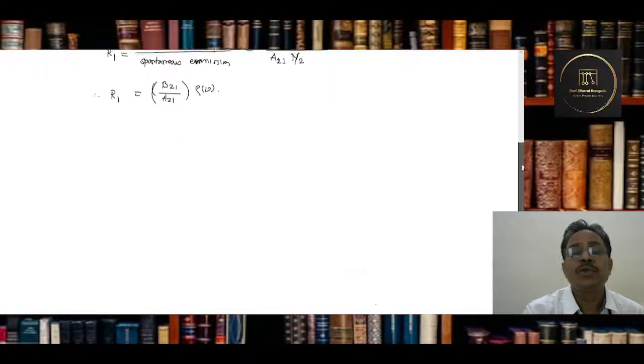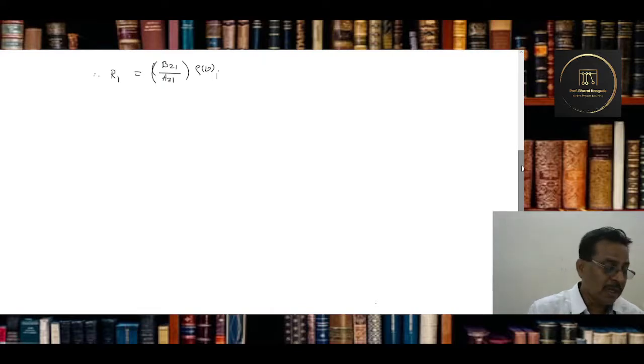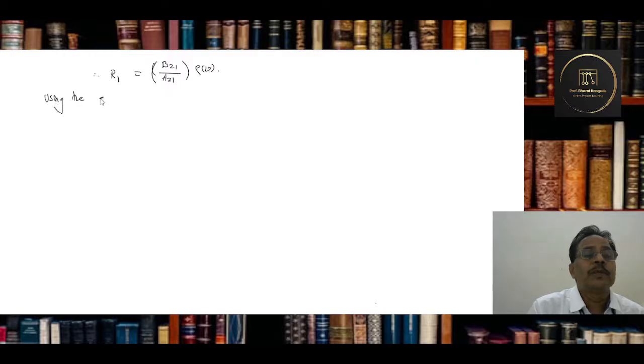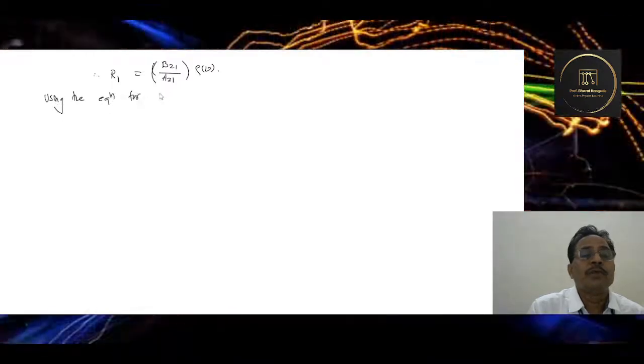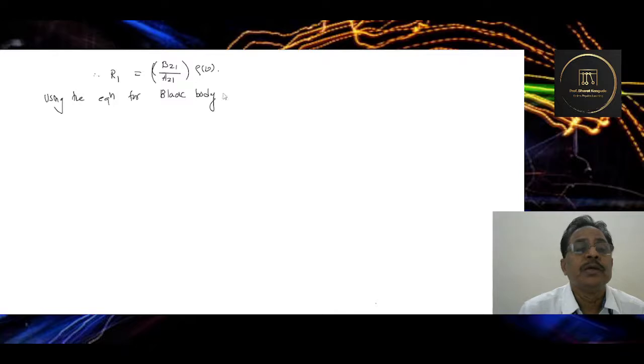We have to use this rho nu from one of the earlier equations, so using the equation for black body radiation. Are you able to see this, Priyanka? Are you able to see what I am writing?